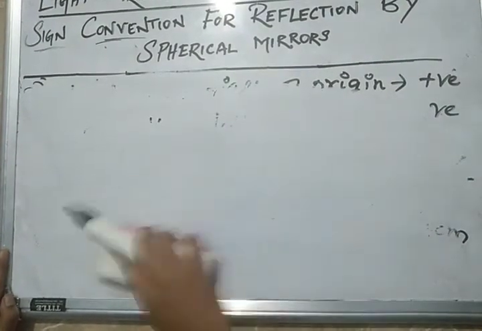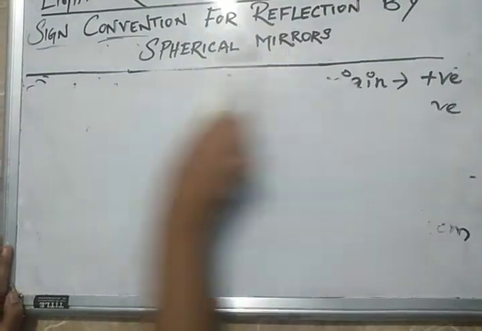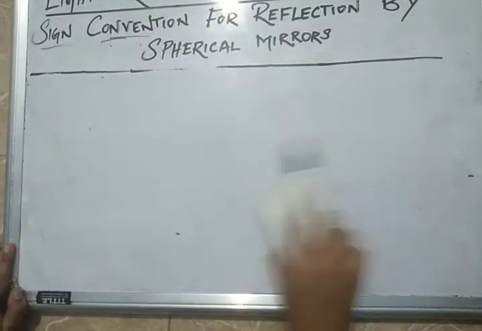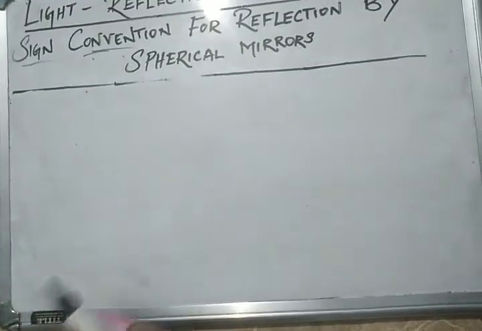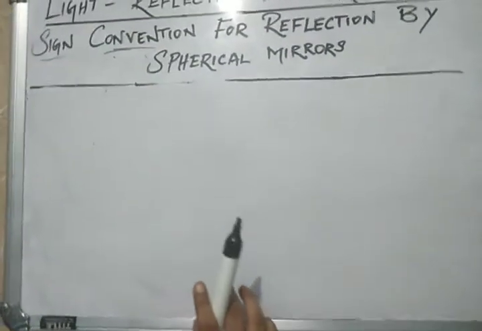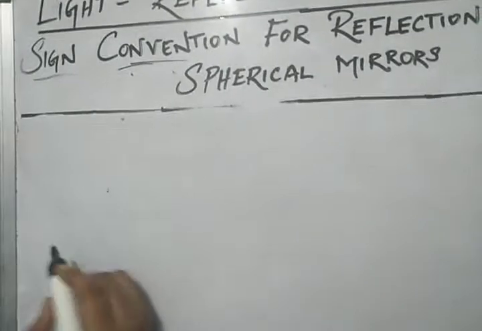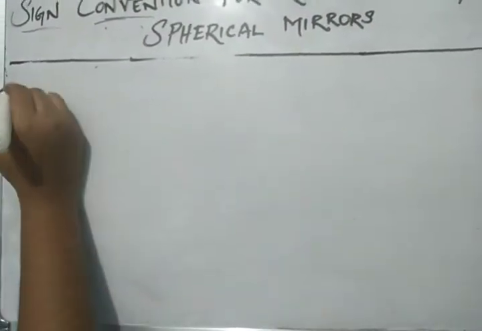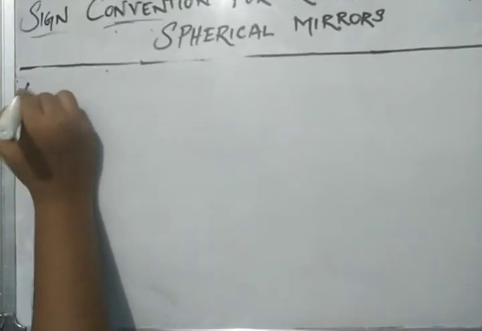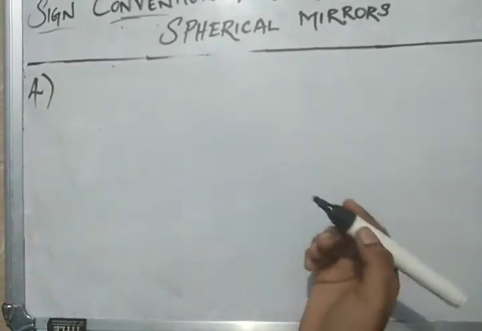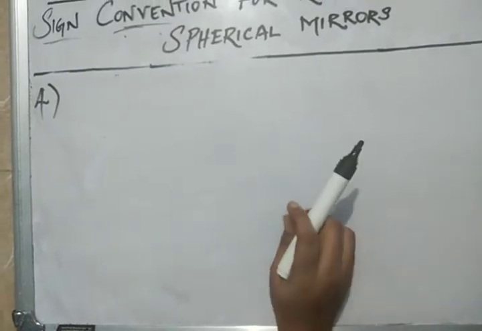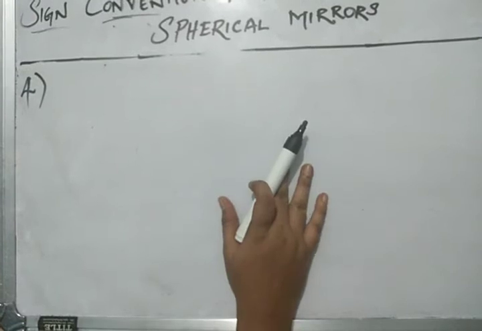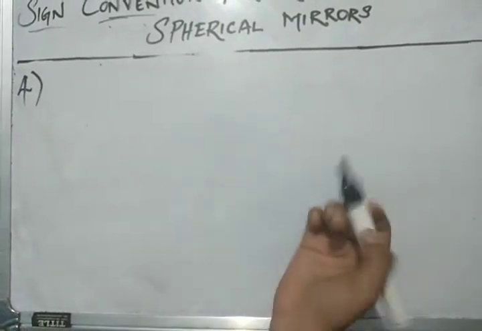Then, the fourth sign convention. Till now we saw distances parallel to the mirror. In the fourth and fifth, we will be seeing about the perpendicular to the principal axis. What happens when any object or image is perpendicular to the principal axis. Fourth sign convention. Distances that are measured perpendicular to and above the principal axis are taken as positive.